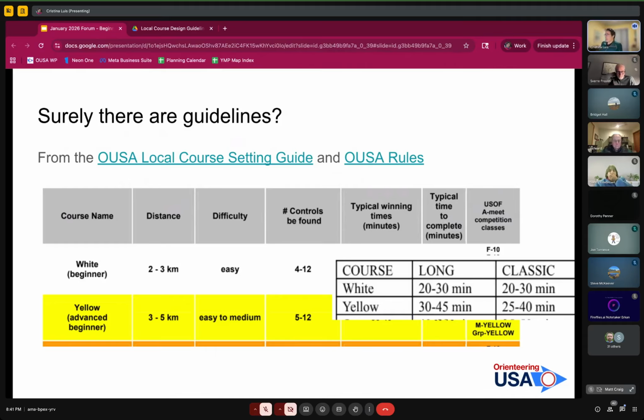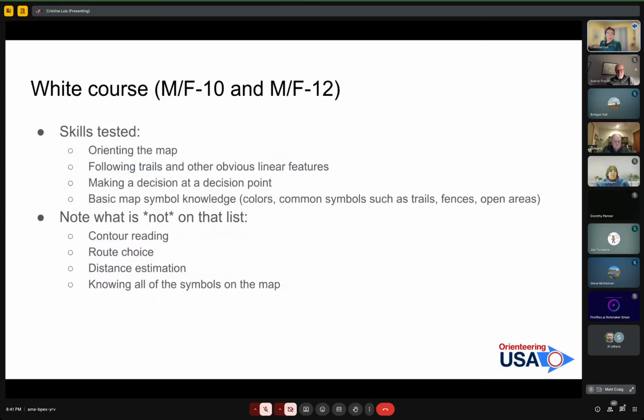This doesn't tell you that much. It does have some pretty good little bullet points. So there are some guidelines. There are also a lot of other really good documents on the web, and I'll point them out as we go through. All right, so the white course.